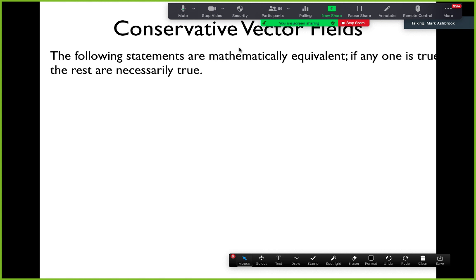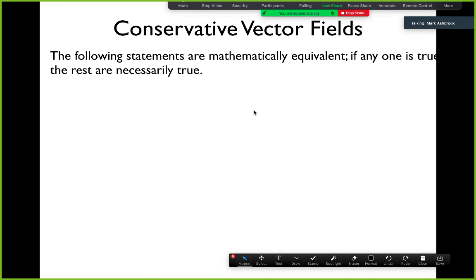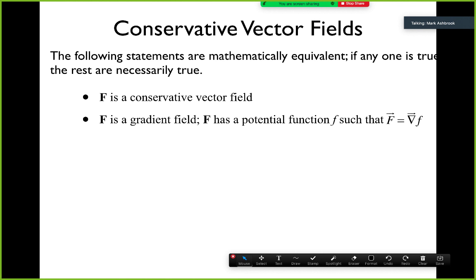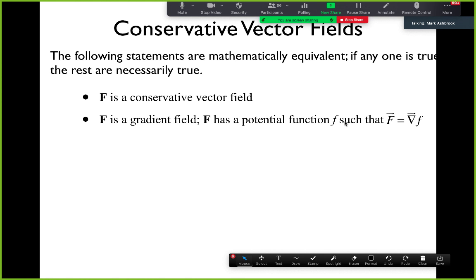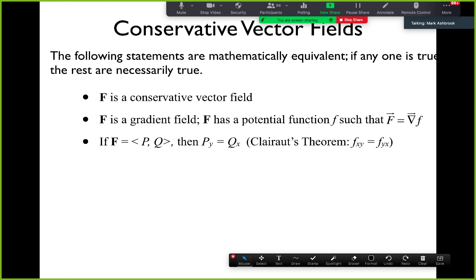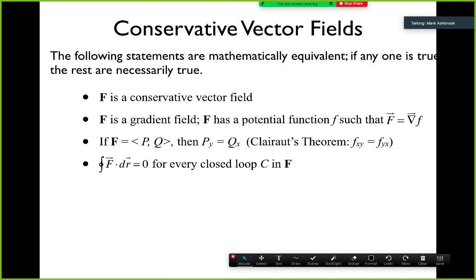Conservative vector fields. The following statements are mathematically equivalent. That means if any one of these statements is true, then you can conclude all the rest are true. So F is a conservative field means that F is a gradient field. If it's a gradient field, it means it has some potential function f, such that the gradient of f is your vector field. Clairaut's theorem holds. This was where it all started. Every closed loop in a gradient field, or in a conservative vector field, has a zero circulation. This is where we came from. Conservation of energy: the work around every closed loop has a net value of 0.